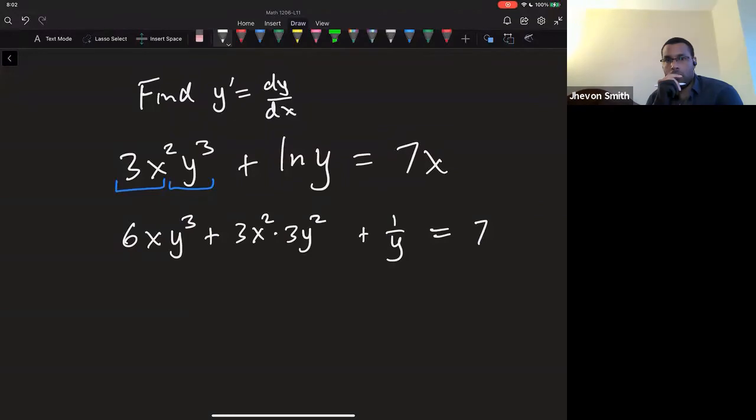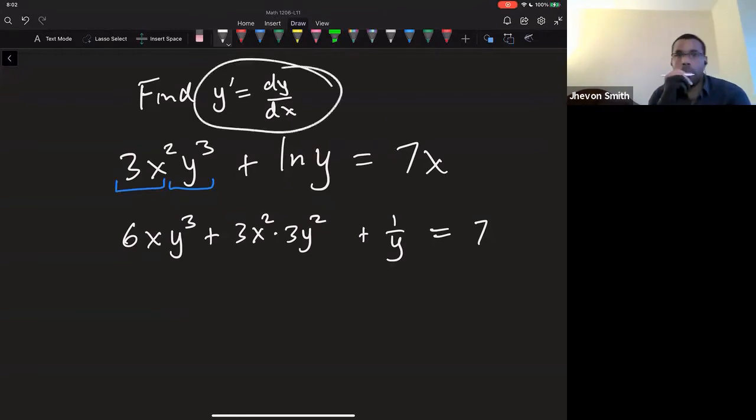Maybe we could bring all the y to one side and solve for y. Yeah, but you want to find y prime. You don't want to find y. Where's your y prime go? How would you even get y prime? Is 7 the y prime? Doesn't seem like it. If 7 should be a y prime, no. Hmm.